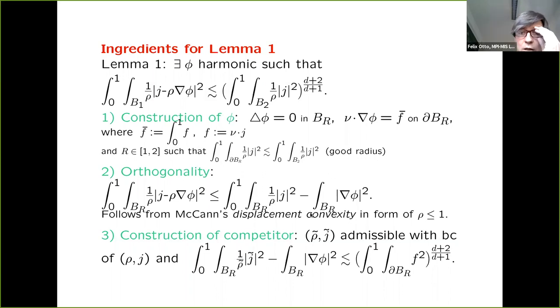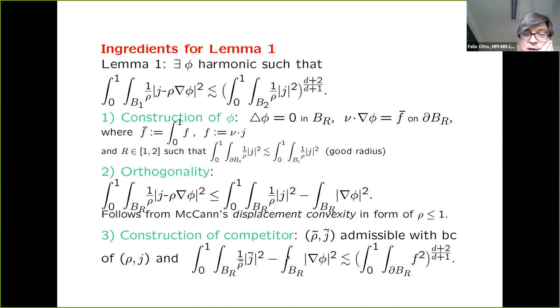And then it all reduces to constructing a competitor that satisfies the same boundary conditions, a competitor for the Eulerian formulation of optimal transportation, so a rho tilde, a j tilde, in such a way that its energy is not much above the harmonic energy, the energy of the linearized problem, the Dirichlet energy of the harmonic function. And not much in the sense that we get this nonlinear estimate. So that's what it boils down to.